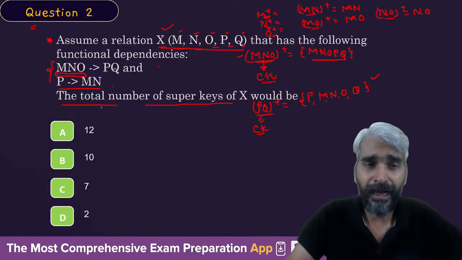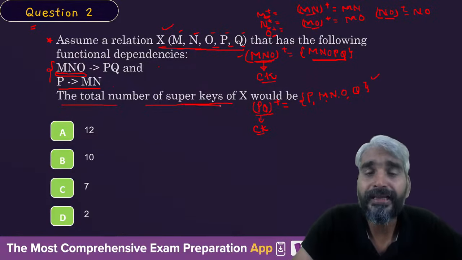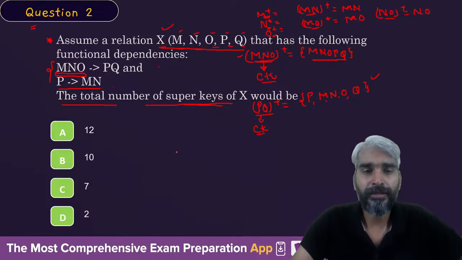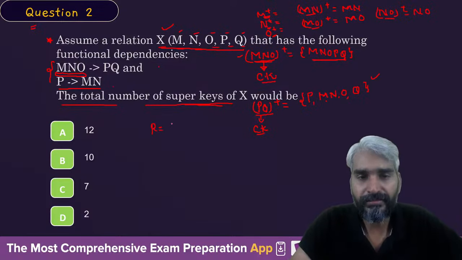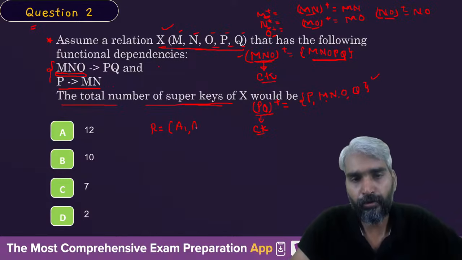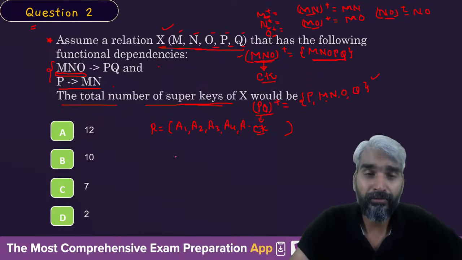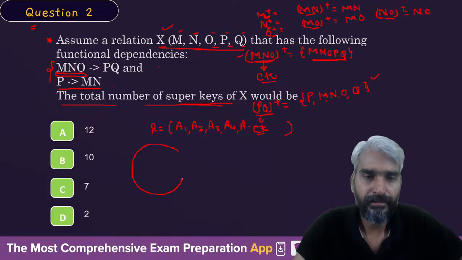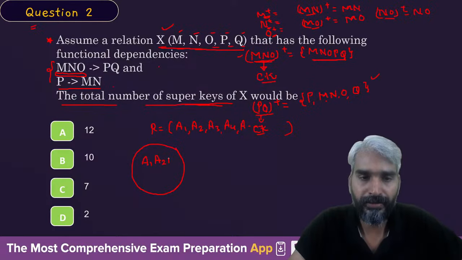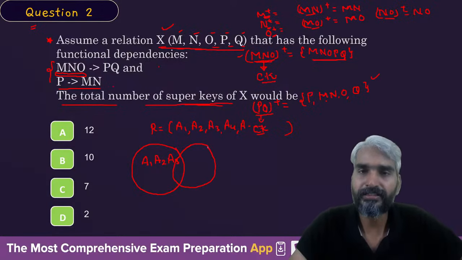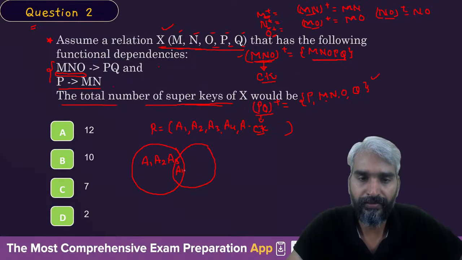Clear? Now, I'm asking for the total number of super keys. So let's try to understand. If we have a relation with n attributes a1, a2, a3, a4, etc., then how do we calculate that if there is a candidate key which consists of three attributes a1, a2, a3, and there is another candidate key which consists of only two attributes a1 and a4.